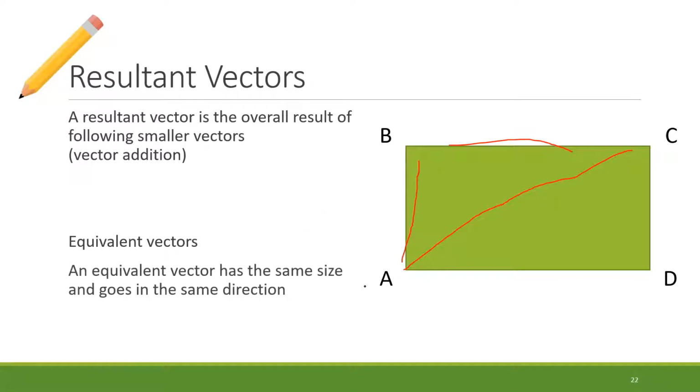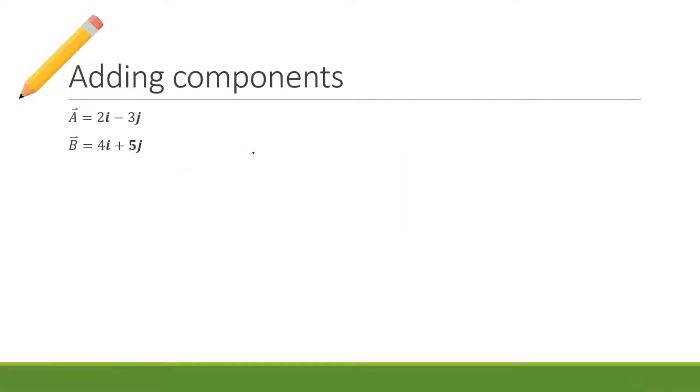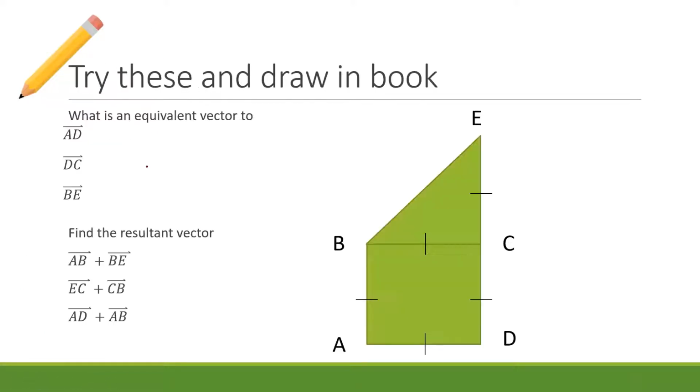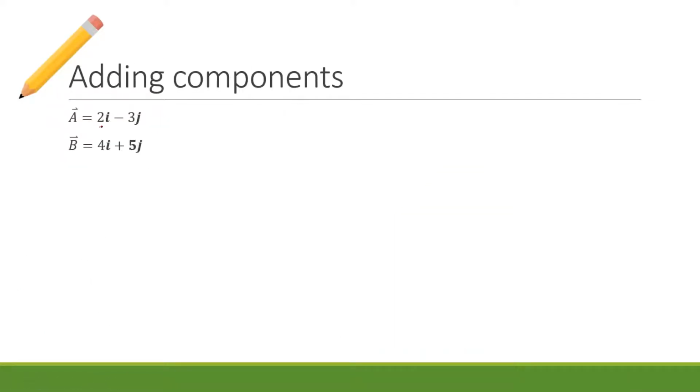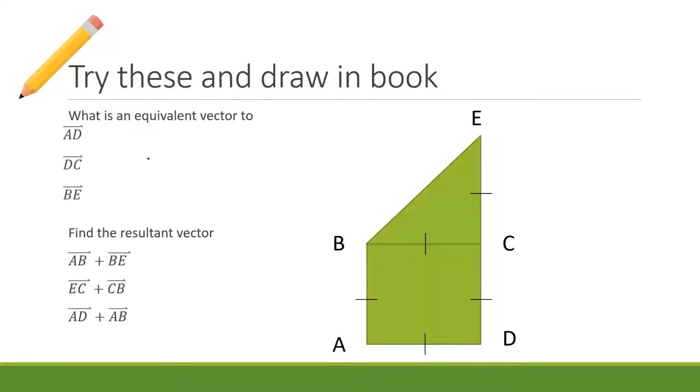And then we did equivalent vectors. So A to D happens to be the same thing as A to B to C, and so on and so forth. After that, we spent a little bit of time talking about adding components, and that's exactly what we just did, in that if we have A plus B, you would just add up all the I components and all of the J components. This is very similar to what we just did. We did some examples of how you would go about adding these.